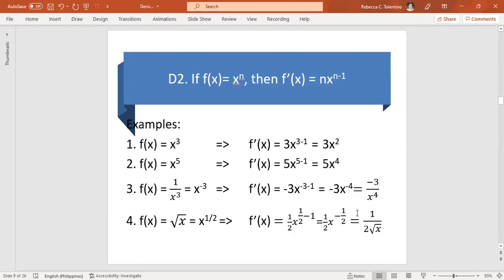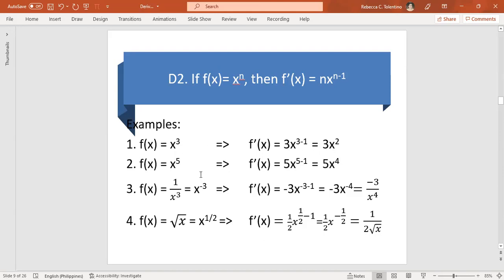Rule 2, if f of x equals x to the nth power, then f prime of x equals n times x raised to n minus 1. So to get the derivative of f of x equal to x cubed, applying this rule, we will have f prime of x equals 3 times x raised to 3 minus 1. So you subtract 1 from the original exponent so that your f prime of x is 3x squared. If your f of x is x to the 5th, your f prime of x is 5x to the 4th.